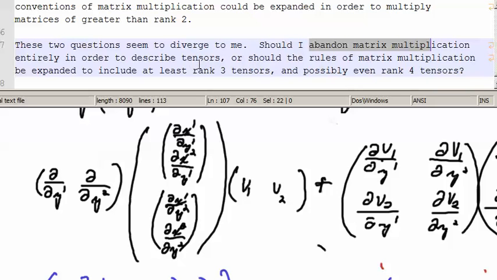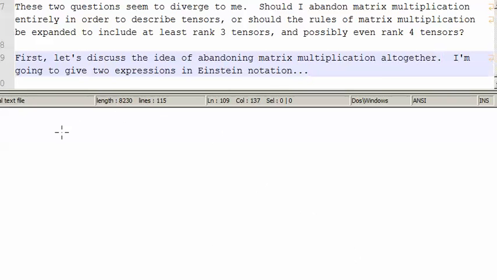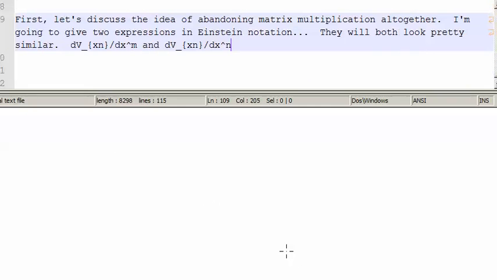Or should the rules of matrix multiplication be expanded to include at least rank 3 tensors and possibly even rank 4 tensors, or beyond? First, let's discuss the idea of abandoning matrix multiplication altogether. I'm going to give two expressions in Einstein notation. The first, they will look pretty similar.